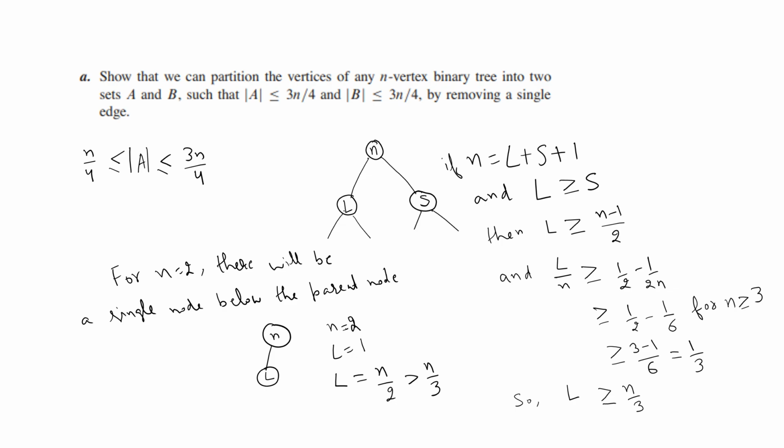So we know that for all cases wherever n is greater than or equal to 2, L is always greater than or equal to n by 3. We have proved that.